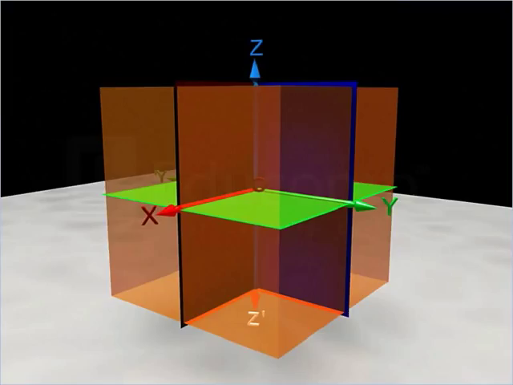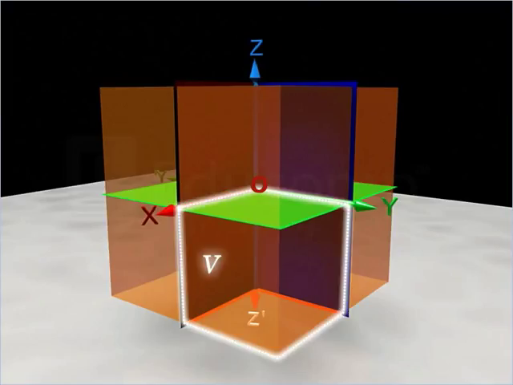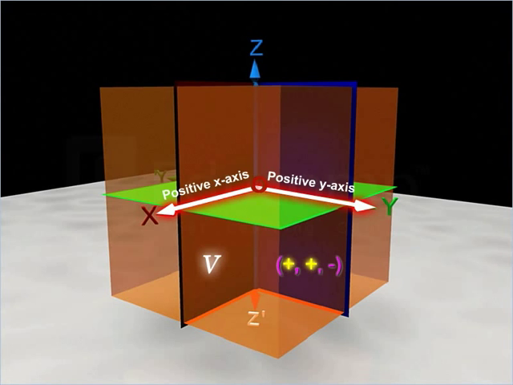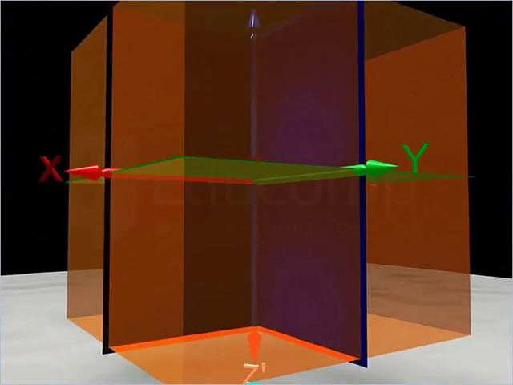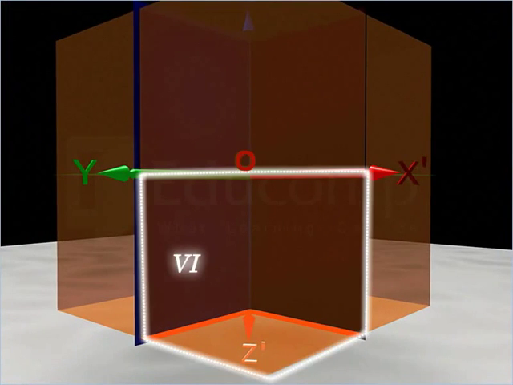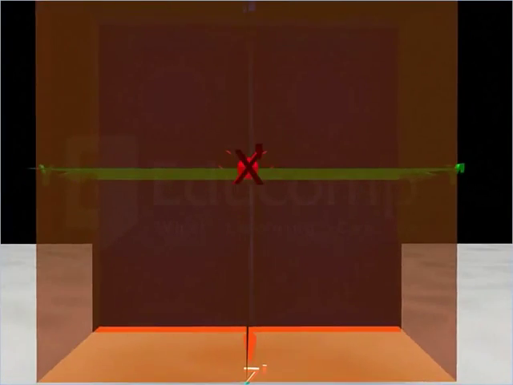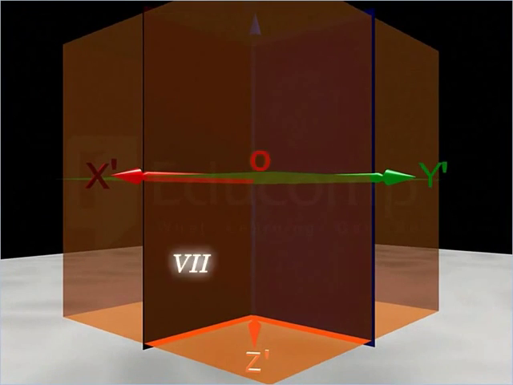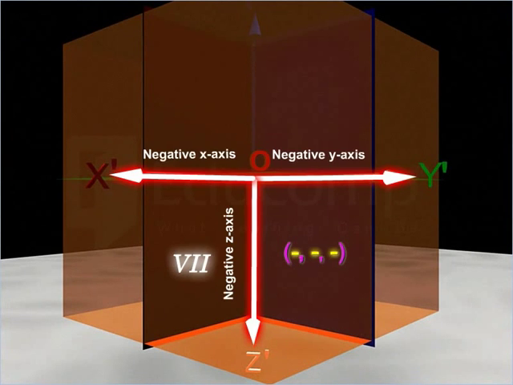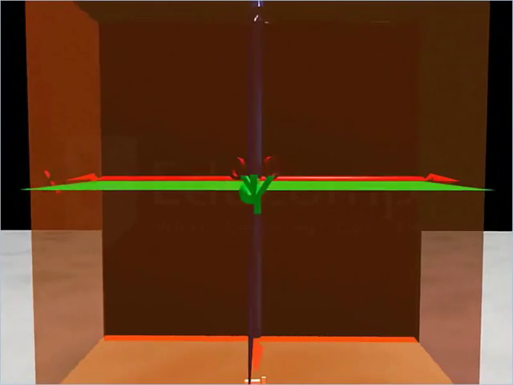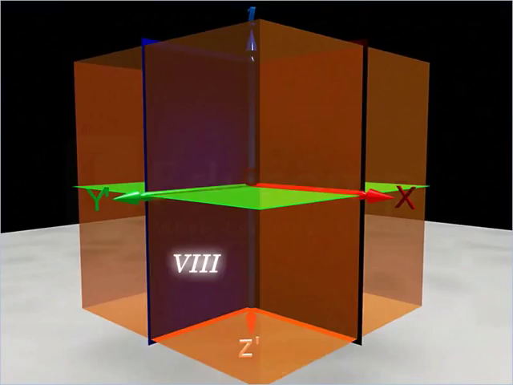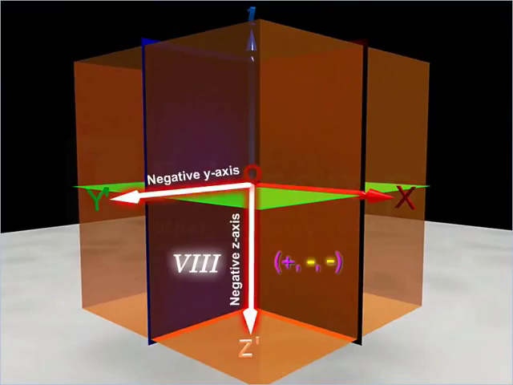Similarly, in the fifth octant, all coordinates of a point are positive except the z coordinate. In the sixth octant, all coordinates of a point are negative except the y coordinate. In the seventh octant, all coordinates of a point are negative. And finally, in the eighth octant, all coordinates of a point are negative except the x coordinate.